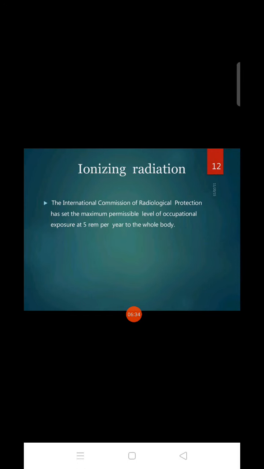Next, the International Commission on Radiological Protection has set the maximum permissible level of occupational exposure at 5 rem per year to the whole body.